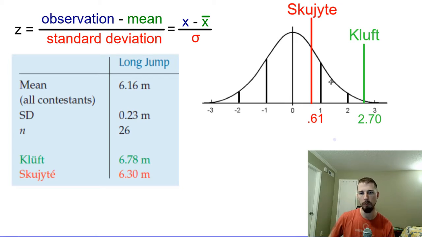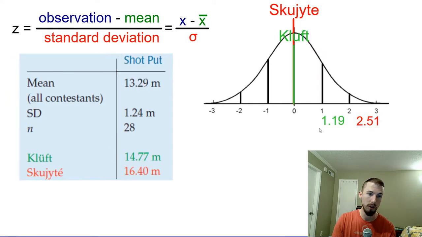So when we fit it to the model, when we divide it by the standard deviation, which is going to adjust for if we had a lot of spread or small spread, that's really the key to the whole thing. It's going to tell us how impressive was their score compared to everyone else when using a normal model. So she would get a z-score of 2.7, and Sculietti would get a z-score of 0.61 for the long jump.